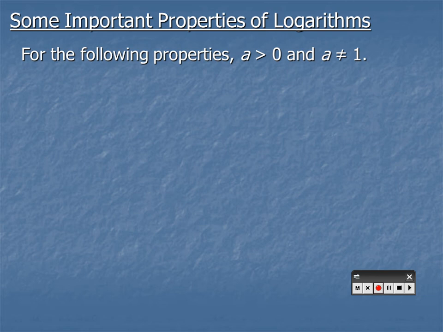So here are the following properties. We need a greater than 0, so we're not talking about a ever being negative, and we're not going to have a equal to 1. And the reason for these restrictions will be clear in just a few minutes.